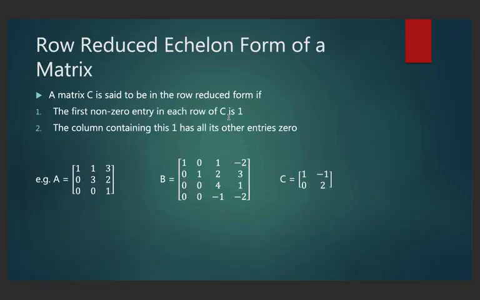So this is the row reduced echelon form of a matrix. A matrix C is said to be in the row reduced form or the echelon form if the first non-zero entry in each row of C is 1, and the column containing this 1 has all its other entries 0. That means you can also get a row echelon form, a different form.